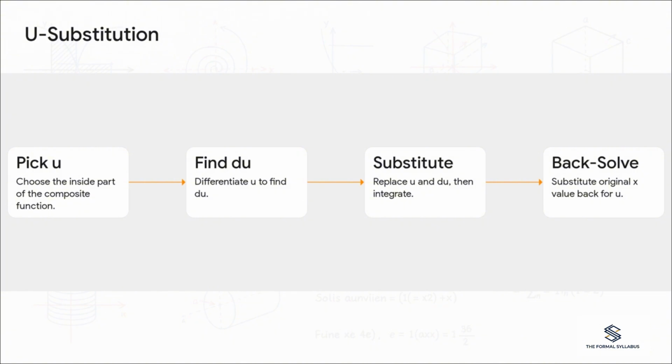This step is like magic. It turns a terrifying integral into a super simple one. Then you just integrate. Finally, substitute that original x value right back in for u. Honestly, this process makes abstract algebraic manipulation feel completely logical.